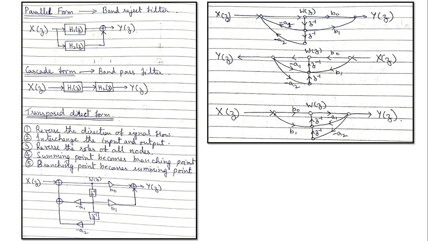Okay, then we have the parallel form of realization, where you have H1(z), subsystem 1 and subsystem 2, put into the parallel form. Then the cascade form, which we already discussed, can again be implemented in this way. The parallel form we usually use for band reject filters, and the cascade form we usually use for band pass filters. Okay, now the next is the transposed direct form.